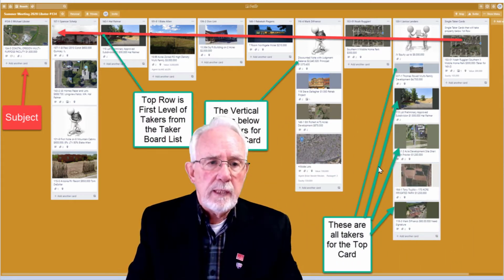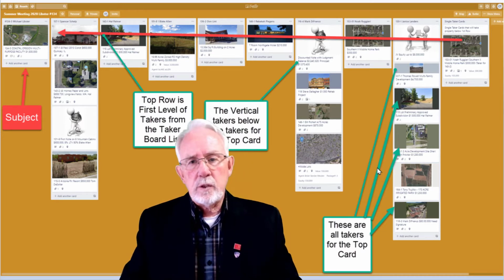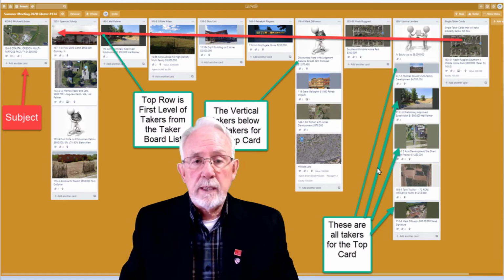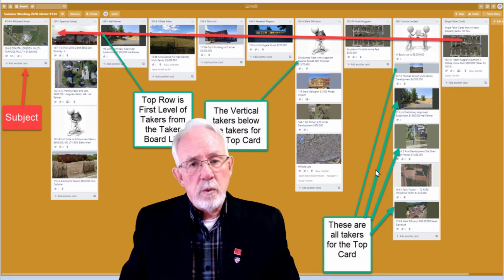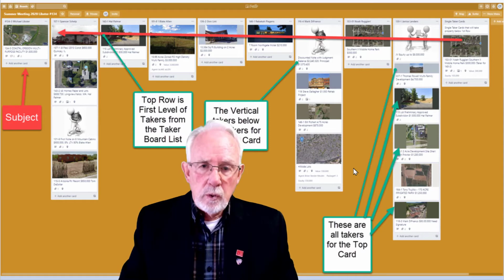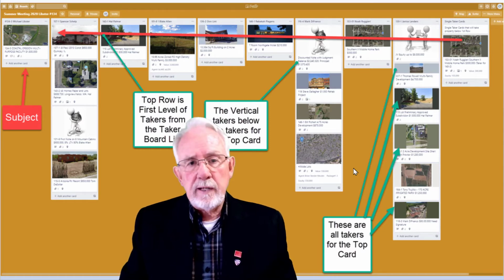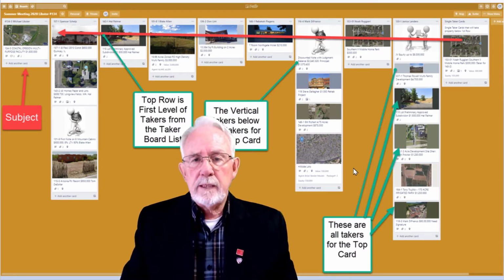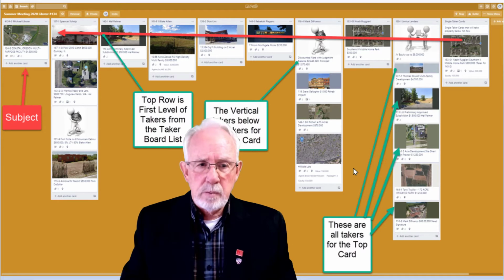And what you really want to do at an NCE meeting is not only find takers for your property, which would result in a one-way transaction, but find out if there are any more transactions that could be available to your client. And so I look at each property on the top row and see who are takers for that property.